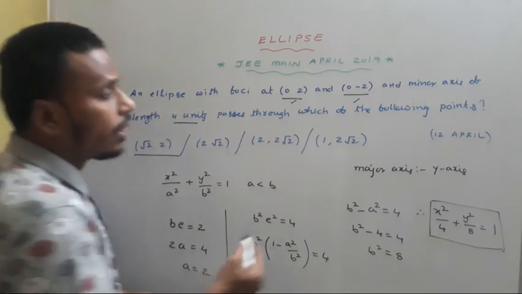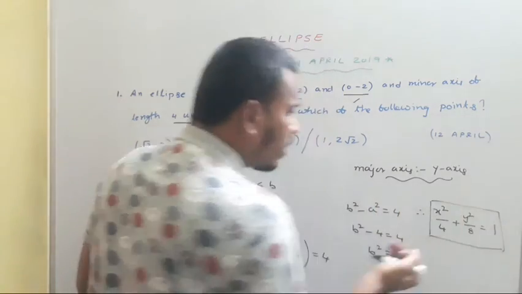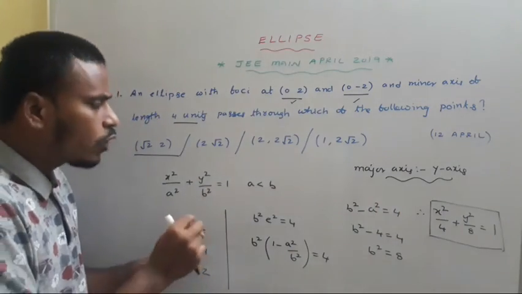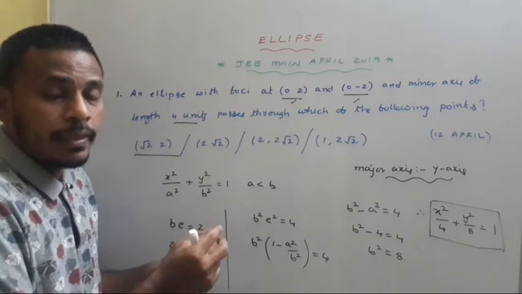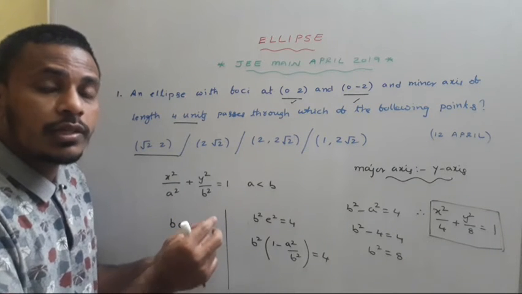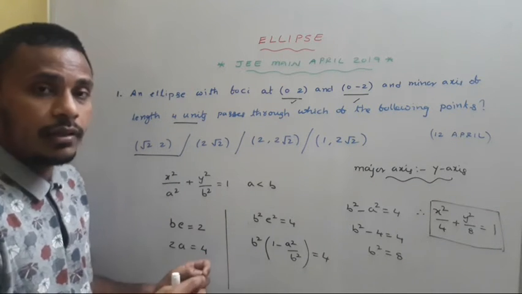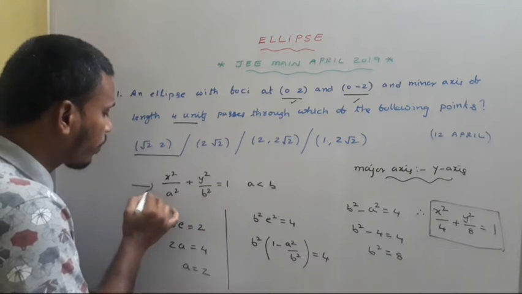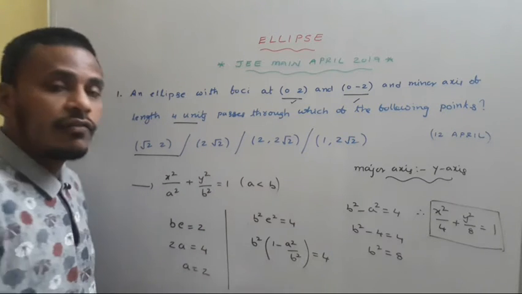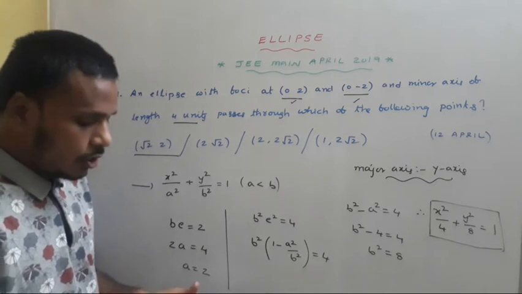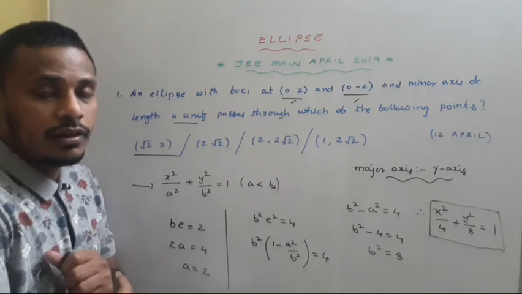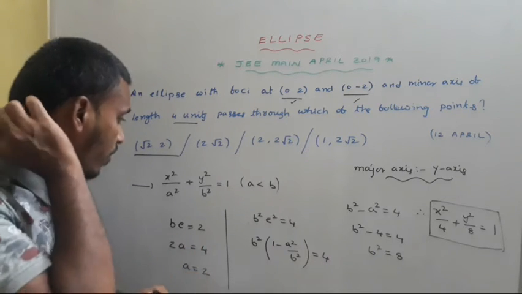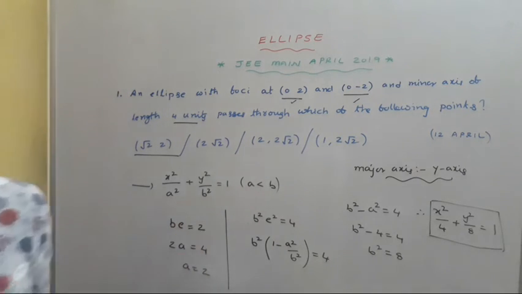Since the major axis is along the y-axis, we need to convert the usual form, x square by a square plus y square by b square equals 1 for a greater than b. But for this problem, the ellipse equation is with a less than b. So you need to interchange a and b between the usual standard form and this form. That's much simpler.